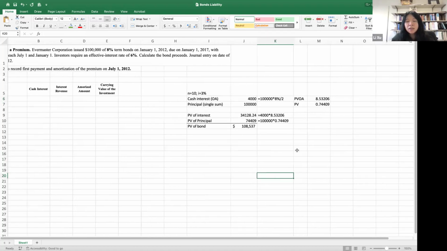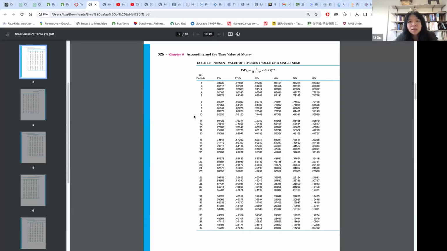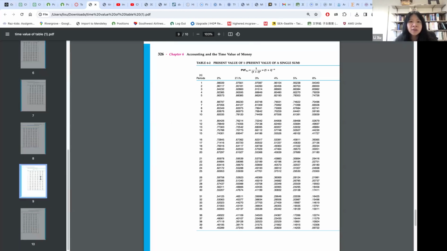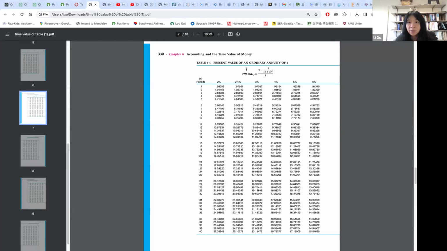The first table we're going to look at is called the present value of an ordinary annuity table, and this is table 4 in the time value of money tables. Here, I'm just going to switch to the table we have. And just remember, n is equal to 10, I is equal to 3%. So this is how the table looks. On the top of each table, they tell you exactly what that table is. What we're looking for is table 4, the present value of an ordinary annuity.